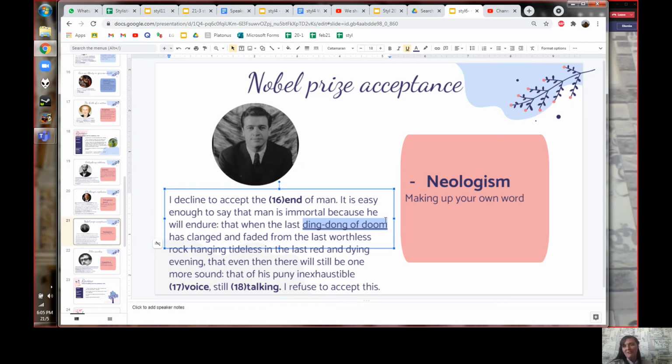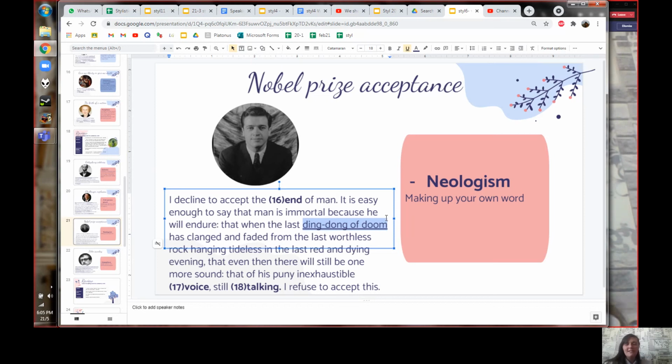So why did he invent ding-dong of doom? Well, number one, it's very funny, right? It's alliteration, da, da, da, and alliteration is naturally funny. People will go, ho, ho, ho, ding-dong of doom. But also, he's invented this word to represent quite a complicated idea. With the ding-dong of doom, he means the end of civilization, or the end of the world, or the end of mankind, as he is explaining it in his speech.